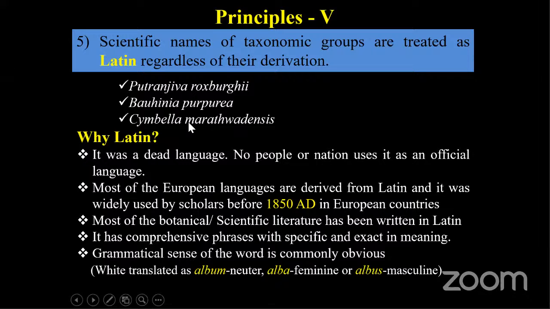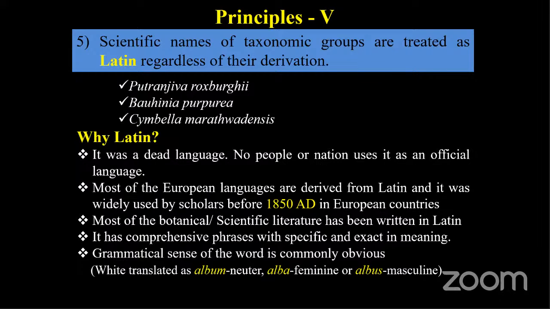But the question will be, why has this Latin language been used for scientific names? Because it is a dead language. Nowadays it is not spoken in any country, and that's why there is no bias of any country on this language. It is not an official language of any country. Also, most of the European languages are derived from Latin, and it was widely used by scholars in ancient times, before 1815 AD, in European countries, and most of the botanical and scientific literature has been written in Latin.